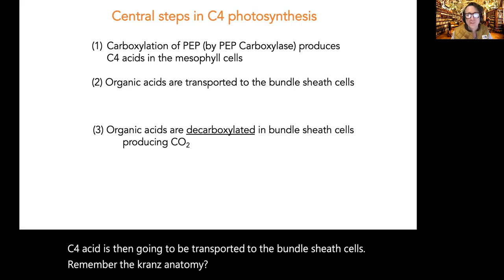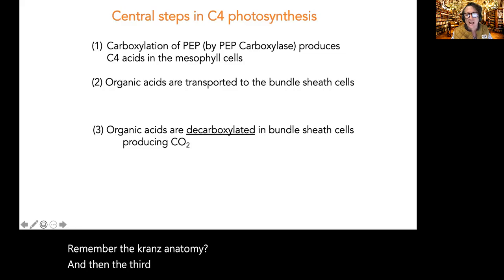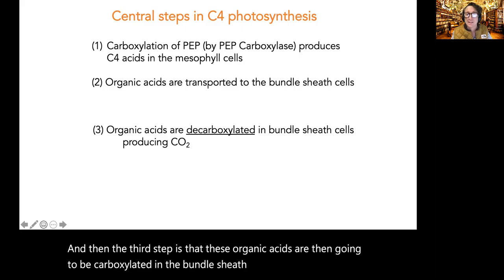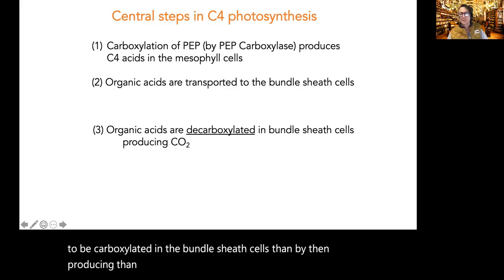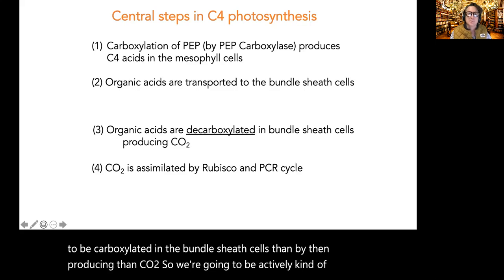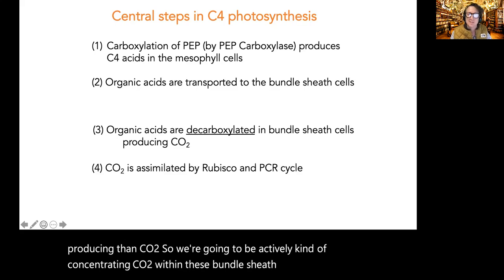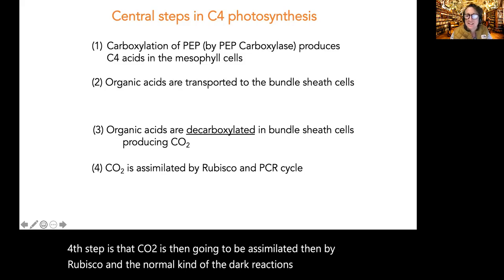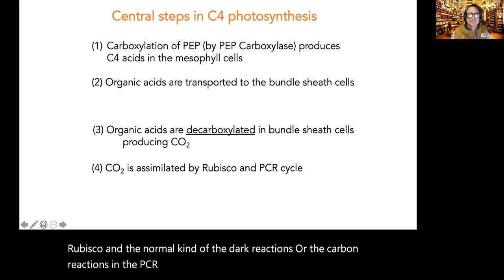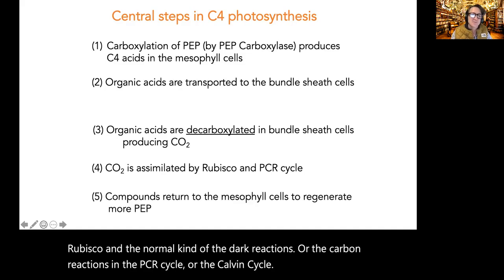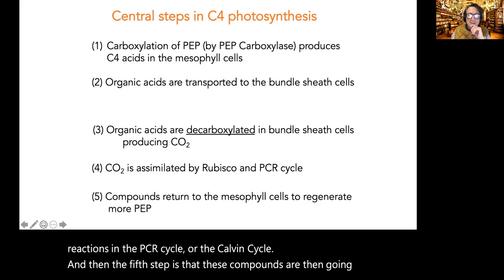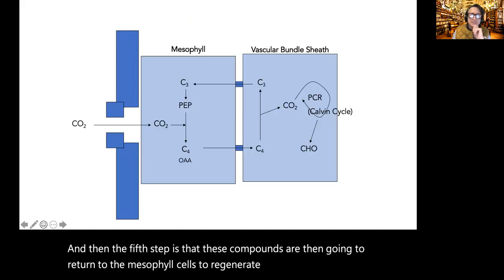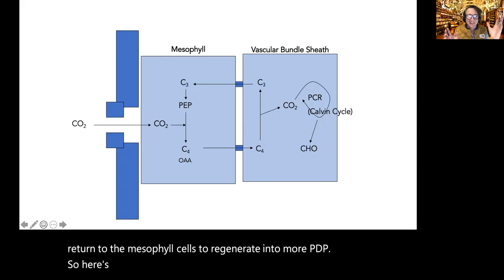And then the third step is that these organic acids are decarboxylated in the bundle sheath cells, producing CO2. So we're actively concentrating CO2 within these bundle sheath cells. And then the fourth step is that CO2 is assimilated by Rubisco in the normal dark reactions, or carbon reactions, of the PCR cycle or the Calvin cycle. And then the fifth step is that these compounds return to the mesophyll cells to regenerate more PEP. So here's my crappy drawing of all of this.